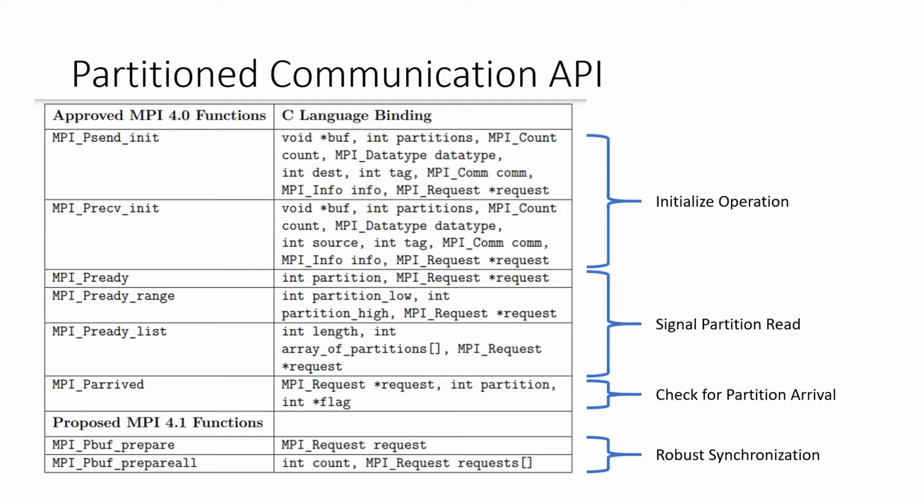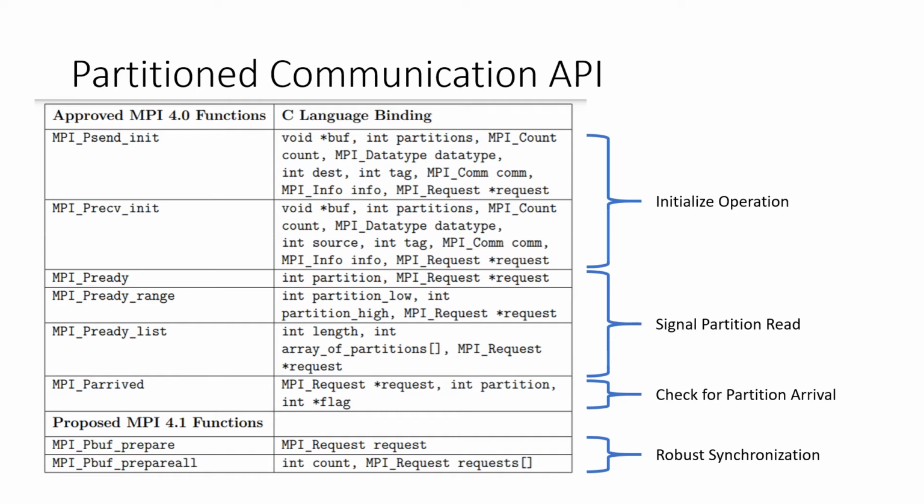The next section are the MPI ready functions. These functions are called by the threads to signal what partitions are ready to be sent and are used in conjunction with the MPI start function to actually begin transmission of data. MPI arrived allows for piecewise checking of how the data has been received by the receiver, and allows for access to the data before all the threads and data have been successfully transferred.